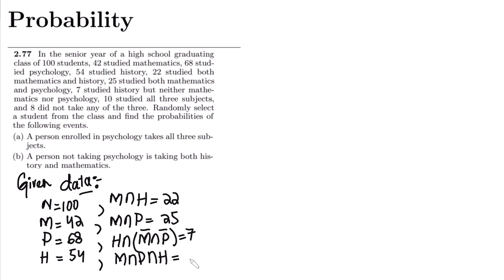These are 10 in number, and the last one is that A did not take any of the 3. Okay, so they have neither taken mathematics nor psychology nor history, and these are basically 8 in number. So this is the given data which I have basically written in the form of the notations which are usually used in probability and statistics.